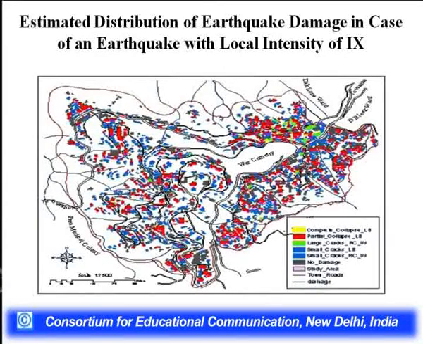Here you can see they have prepared the estimated distribution of earthquake damage in case of an earthquake with local intensity of 9. So what will happen? So far in India we have had more than 8 intensity, you can see, 3 big earthquakes occurred in the past.